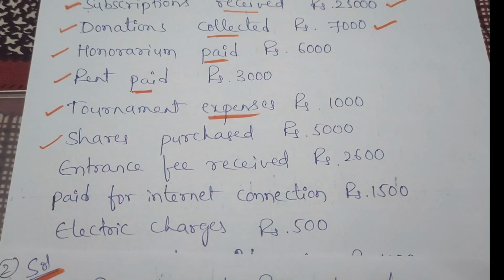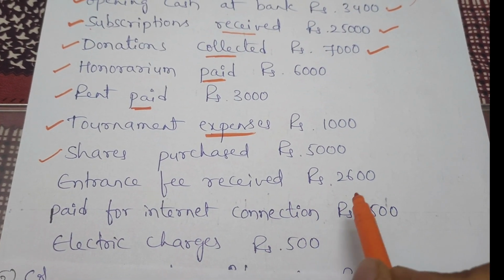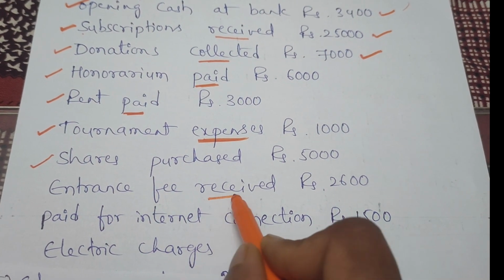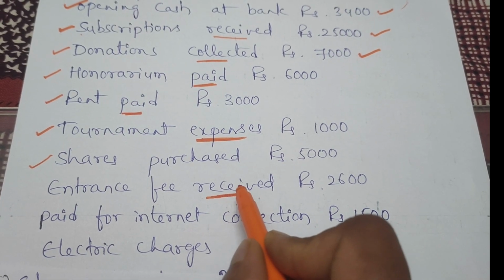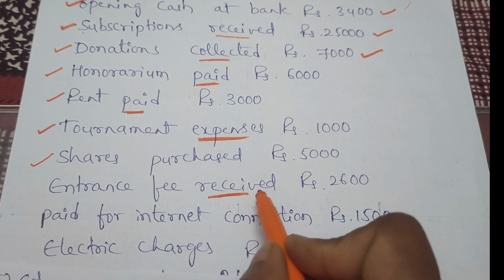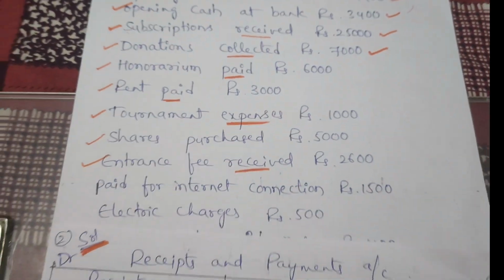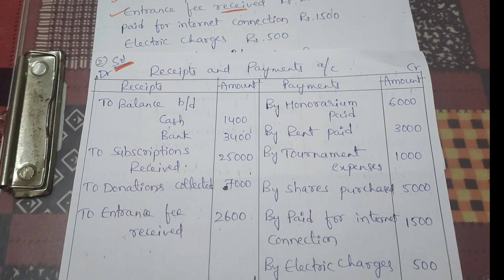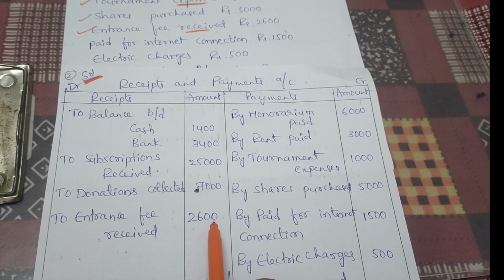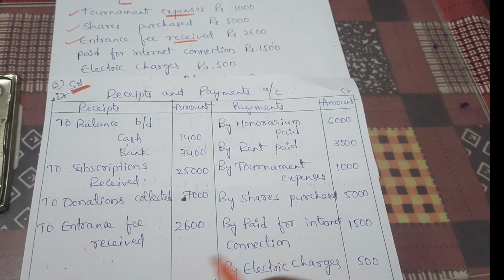This one, shares purchased, completed. Let us move to next one. Entrance fee received, rupees 2,600. So here business is receiving entrance fee. We should record on the debit side under receipts. So let us see. Yeah, here. To entrance fee received 2,600. Hope this is clear for you. Let us move to next one.